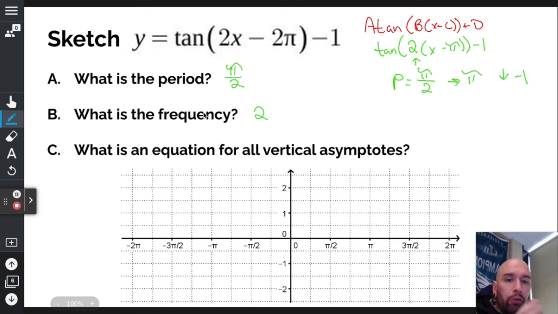Okay, so first things first, my new origin, so to speak, has me going right pi, down 1. So things are going to start right there. My period is pi over 2. Right. So what that means is pi over 2 to the right, pi over 2 to the left. And I'm going to go pi over 2 that many times. So now I'm drawing out my vertical asymptotes.